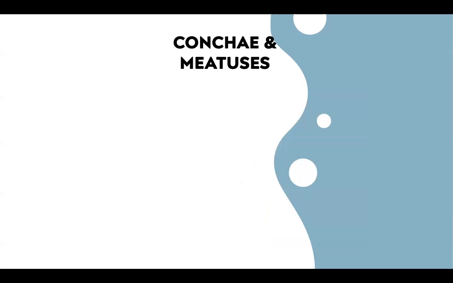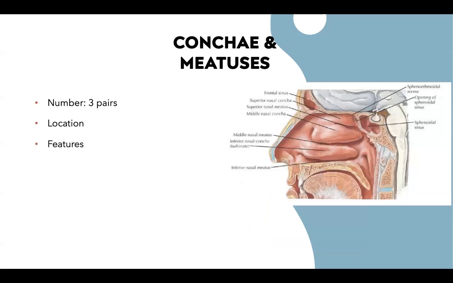So we have structures in the nose called concha and meatus. We have 3 pairs of each. The nasal concha: we have a pair of superior, a pair of middle, and a pair of inferior concha. They're fragile bones that arise from the lateral wall of the nasal cavity and are covered by mucous membrane. The superior and middle concha are extensions of the ethmoid bone.